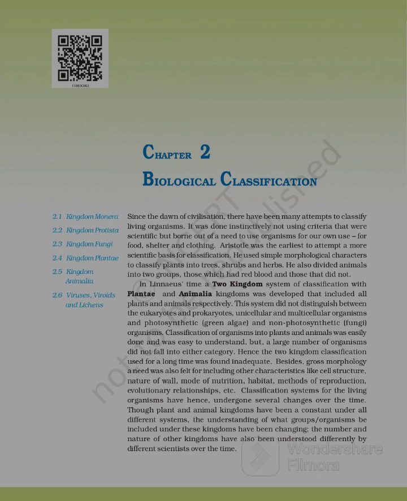Classification of organisms into plants and animals was easily done and was easy to understand. But a large number of organisms did not fall into either category. Hence, the two kingdom classification used for a long time was found inadequate.